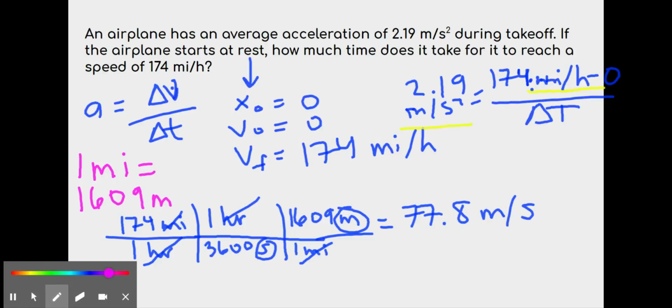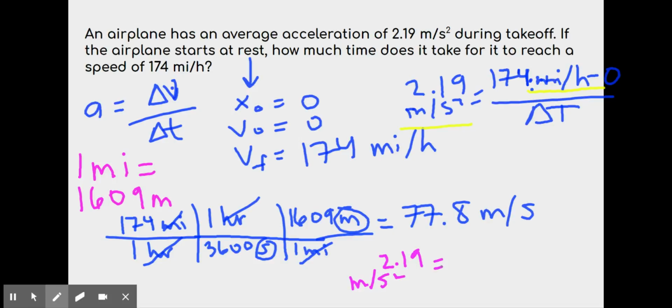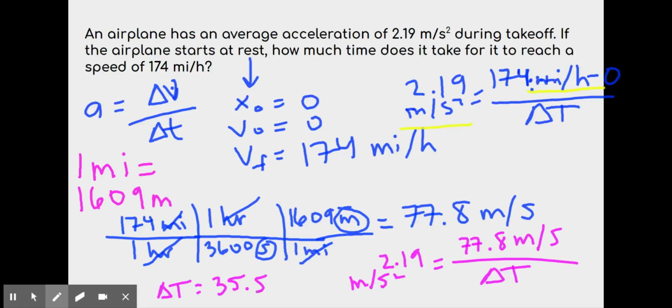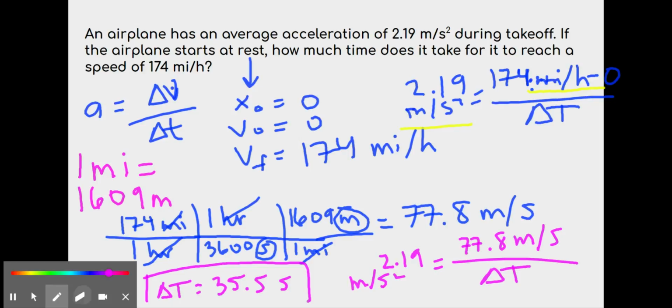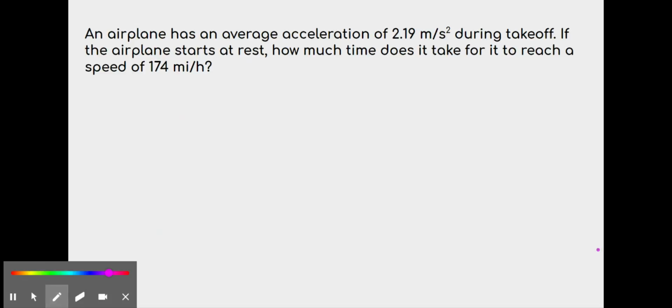Okay, now that we have that information, let's just plug this back in to the formula. So 2.19 meters per second squared equals 77.8 meters per second over delta t. We do this math and we see that delta t is equal to 35.5 seconds. And that is your final answer. Okay. And let's move right along.